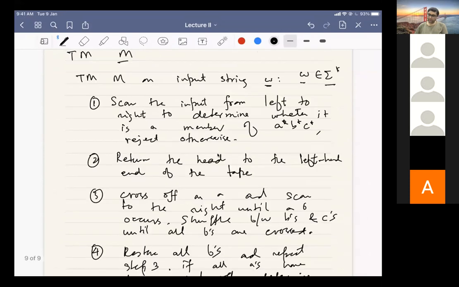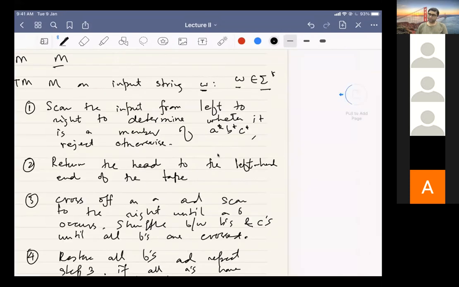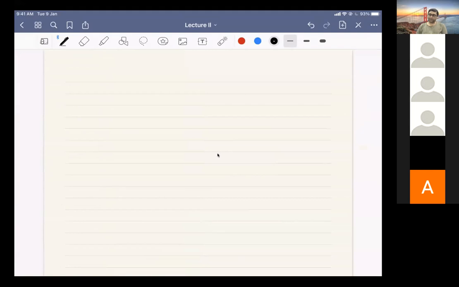So I would explain this algorithm. Before I explain, let's take an example. Let's say we have a string A, B, B, C, C, C. Step number one of this algorithm was to scan from left to right and check if the string is of the form A star, B star, C star. That is, we just check if this string consists of A's, B's, and C's, with all A's before B's and all B's before C's, so we pass that step.